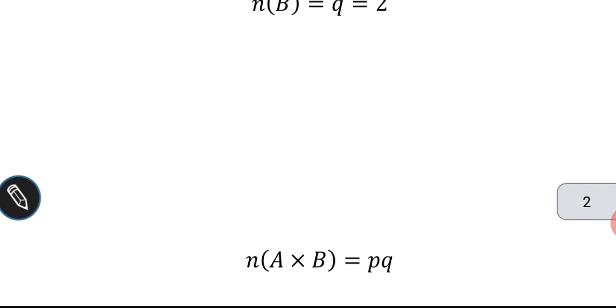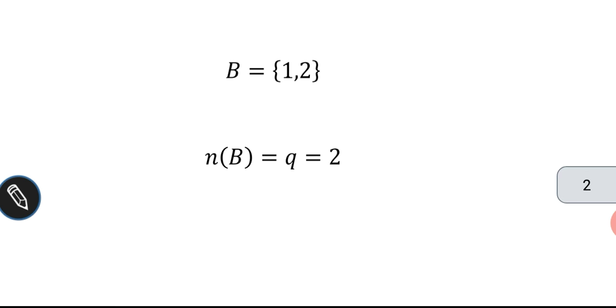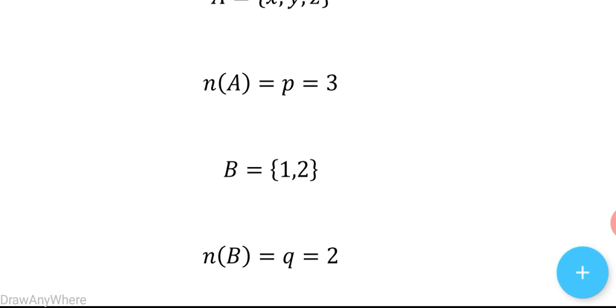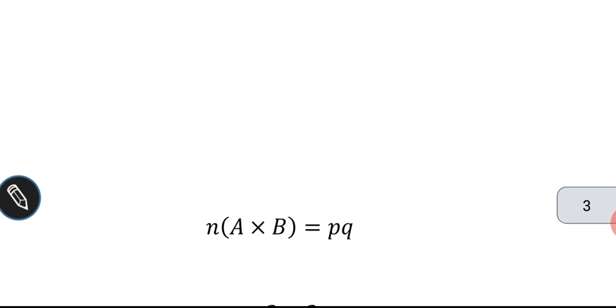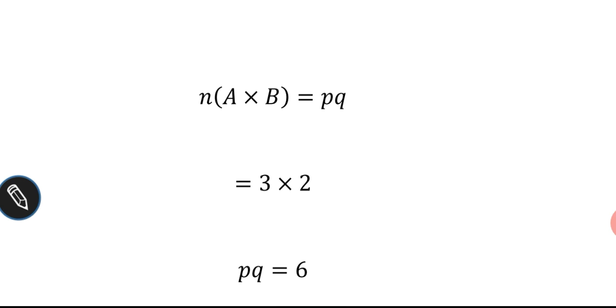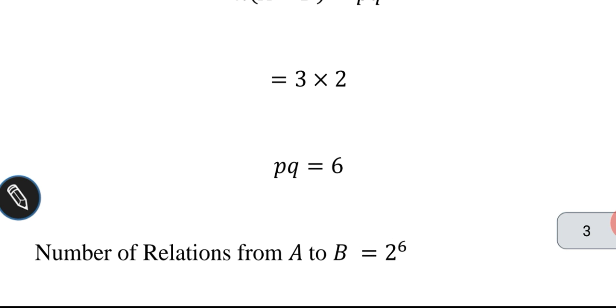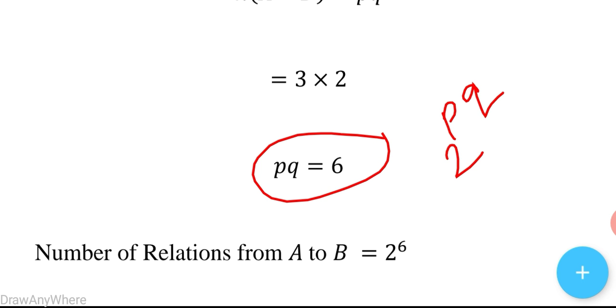So n(A×B) = p × q. The value of p is 3 and the value of q is 2. So n(A×B) = pq = 3 × 2 = 6. The number of relations from A to B, by the formula 2 power pq, where pq is equal to 6, is 2 power 6.